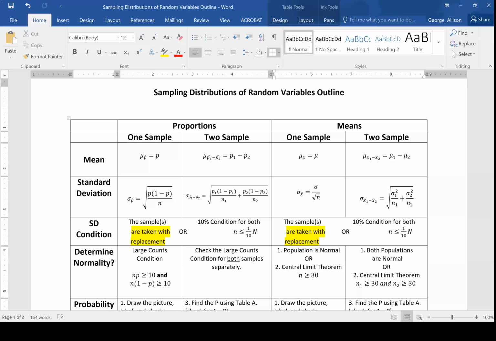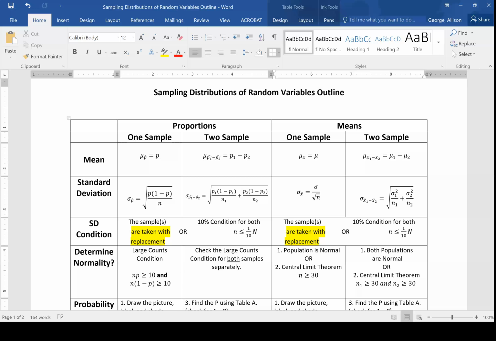So for the standard deviation, you've got two options. One is the 10% condition: your sample is smaller than 10% of your population. If you have that, you can use that standard deviation formula. The other condition, and this is where I need you to change it on your paper, is the samples are taken with replacement.